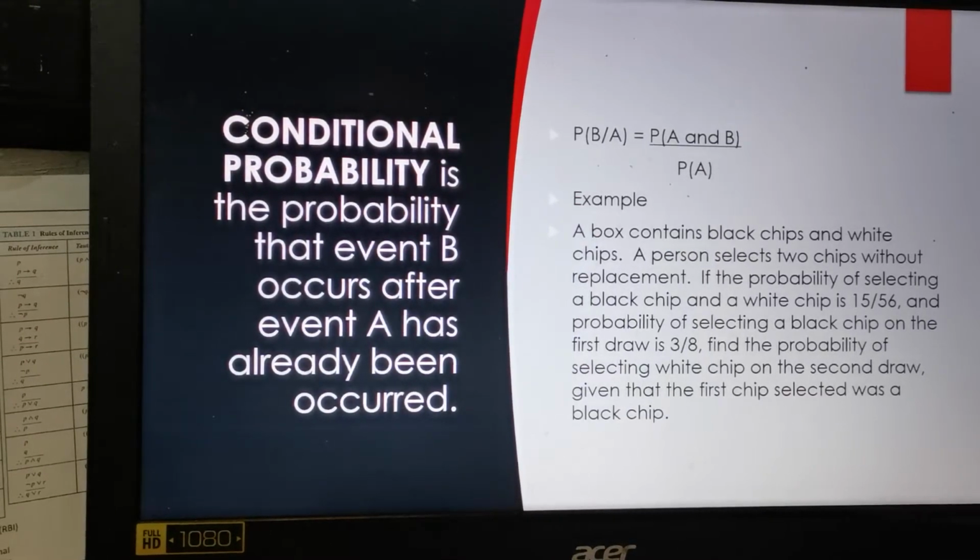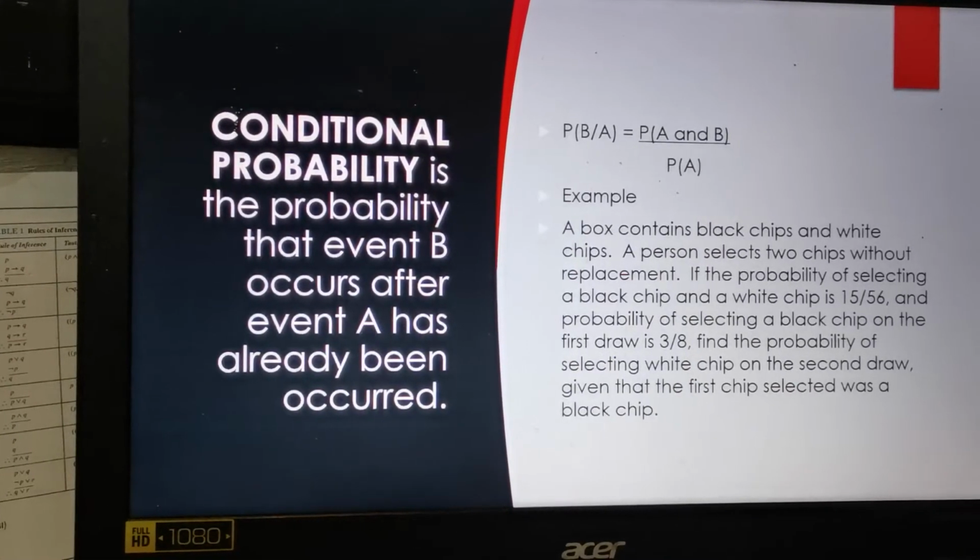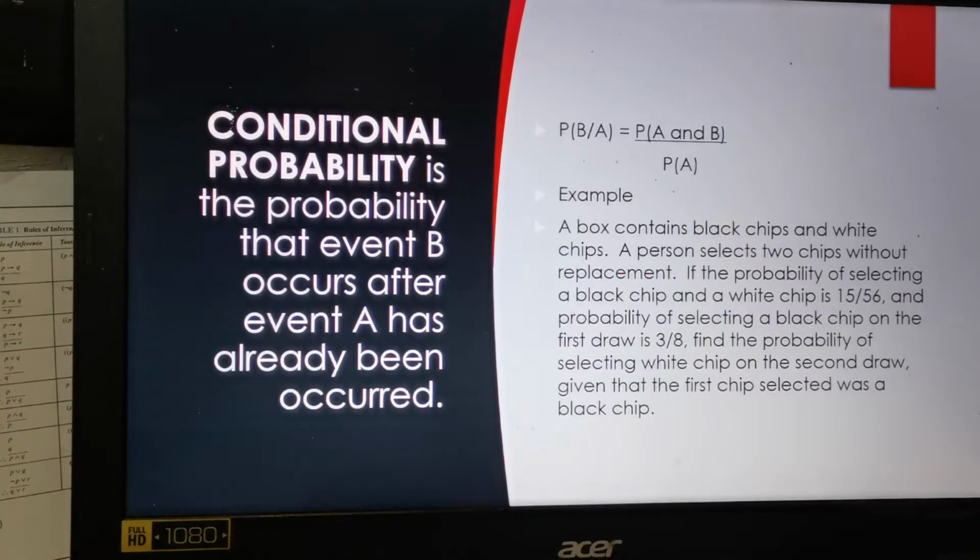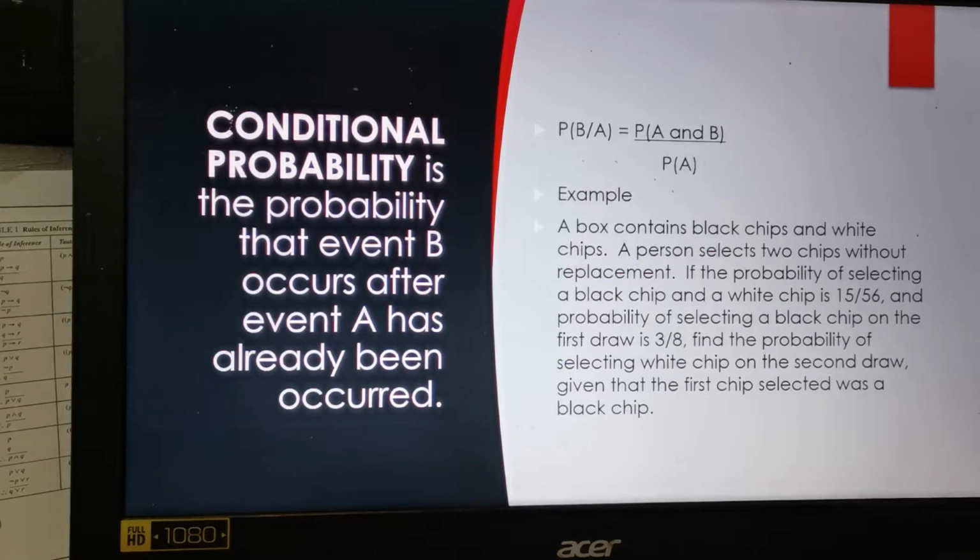Okay, so the next thing that we are going to discuss is conditional probability. So what is a conditional probability? It is the probability that event B occurs after event A has already occurred. Okay, kung halimbawa, anong mangyayari kapag itong mangyayari na una?